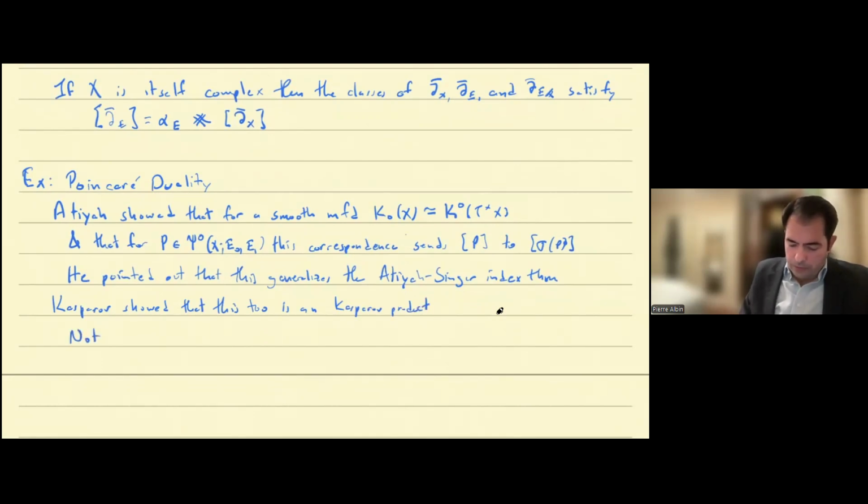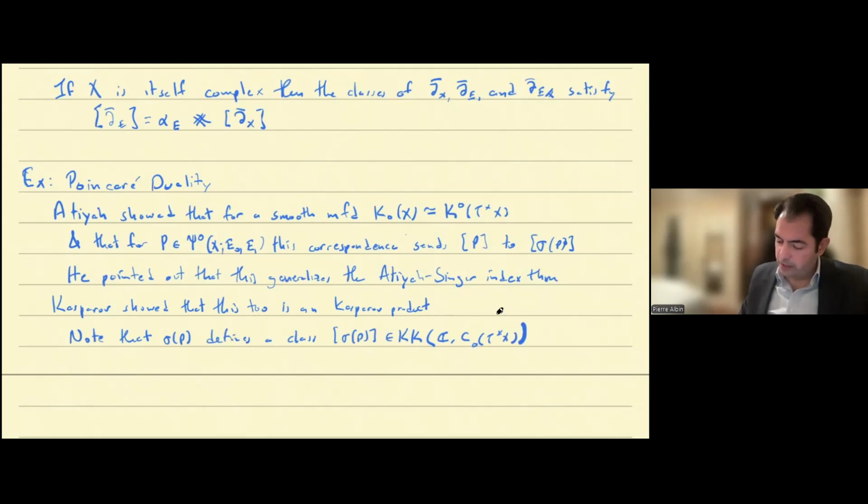Right, so note that the symbol defines the class. So it's in the topological K-theory. So this would be KK of the complex numbers and C0(T*X), so continuous functions vanishing at infinity on T*X. But also a class. So just like for a vector bundle, we can change the multiplication to allow continuous functions, not just complex numbers.